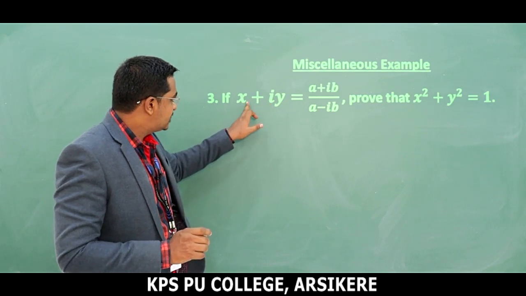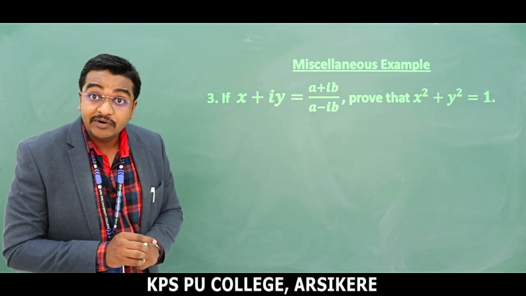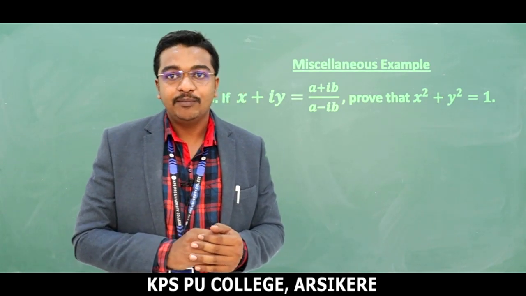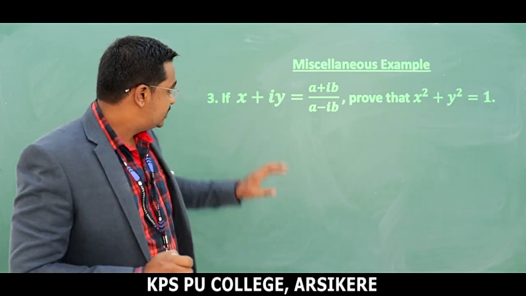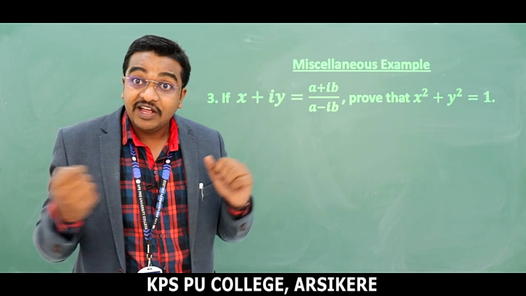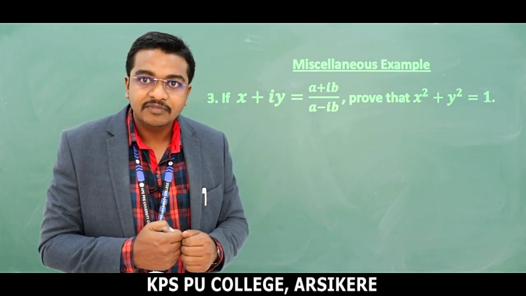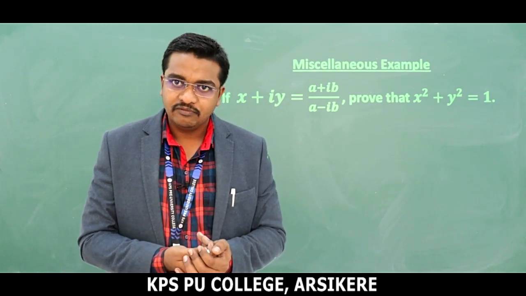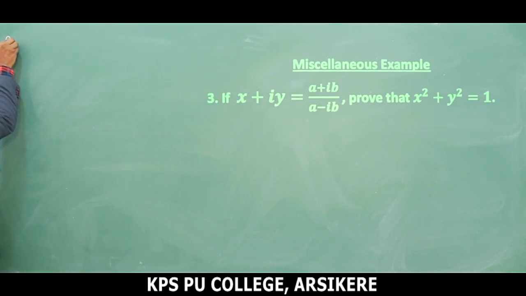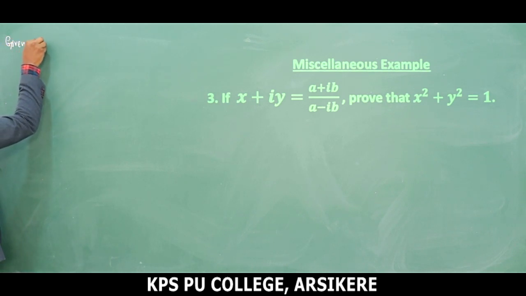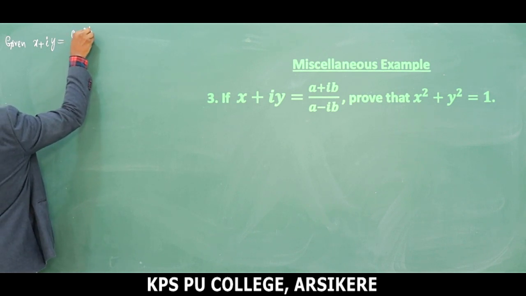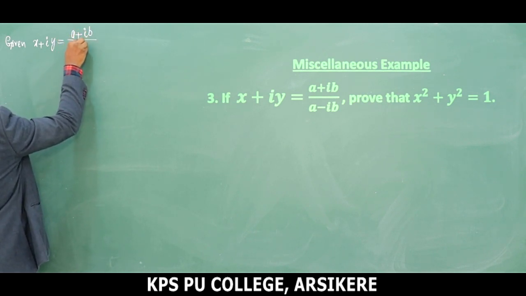Here we have z, x plus iy is equal to a plus ib divided by a minus ib. Multiply and divide by conjugate of the denominator. Then convert to this form x plus iy. Then compare left side and the right side. We get the values of x and y. Then take x square plus y square. We get the solution. Okay. Take the given complex number. Given x plus iy is equal to a plus ib divided by a minus ib.